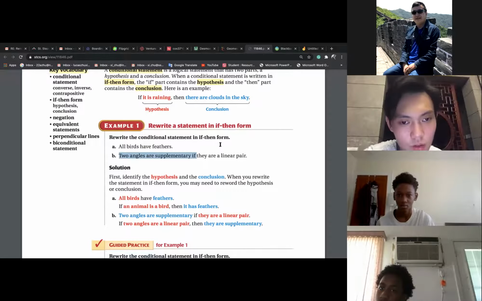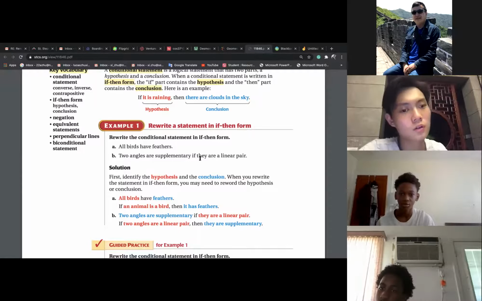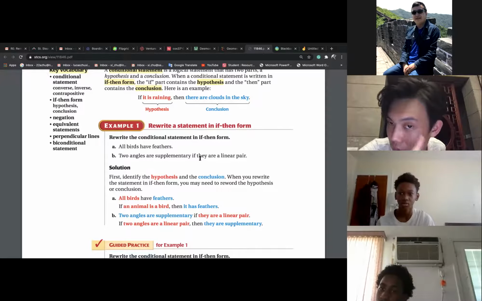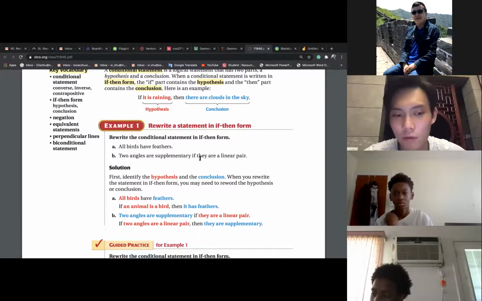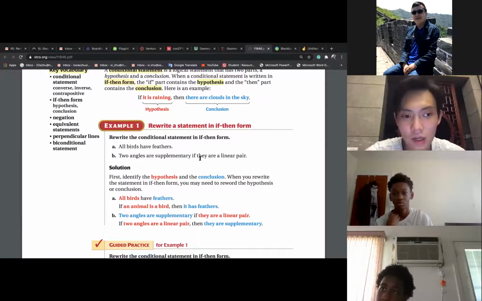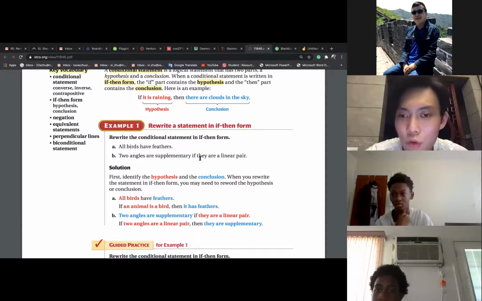And how about this one? If the angles are supplementary, then they are a linear pair. Be careful with that. Look, we can also talk about counterexamples. You give us a conditional statement, but now I can give you a counterexample for that. You say that if two angles are supplementary, then they're a linear pair, right? But remember, supplementary angles don't always have to be a linear pair.